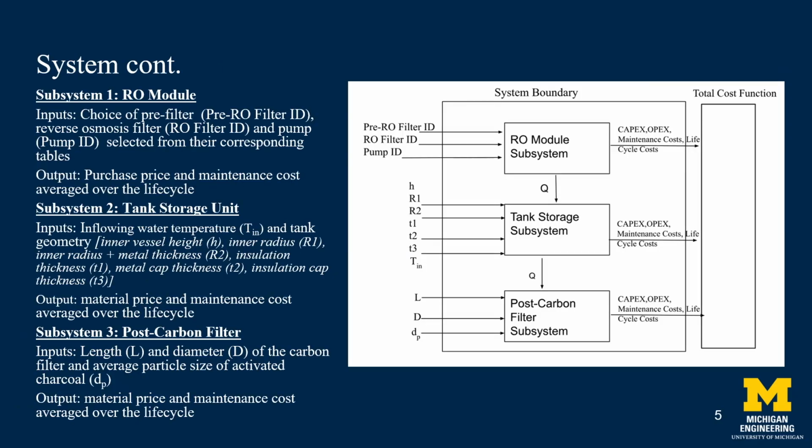The first subsystem, the reverse osmosis module, consists of a pre-RO filter, an RO filter, and pump. Different materials can be chosen for these three components, which affect the water flow rate provided to the next subsystem.